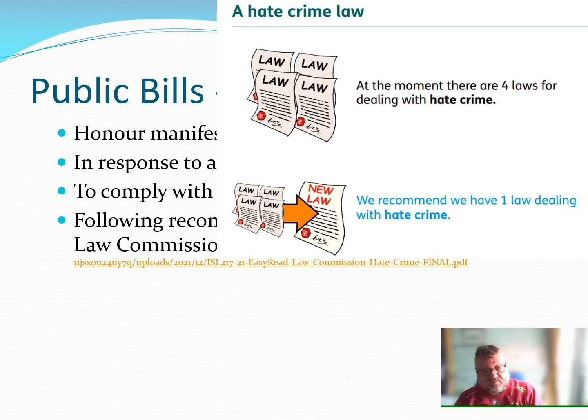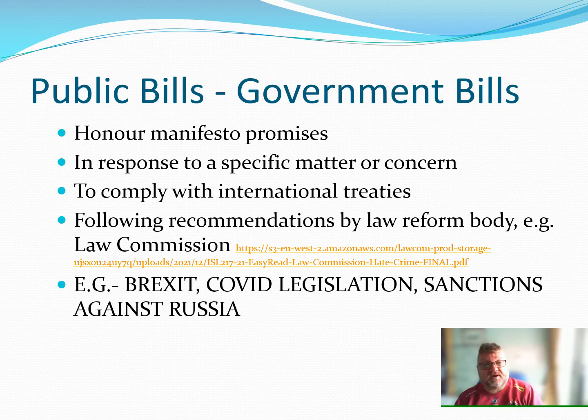So examples of these sort of public bills, I've already mentioned Brexit, but COVID legislation would be an example of a response to a specific matter or concern, or sanctions against Russia due to Ukraine. That would be international treaties and those sort of things. So that gives you a feel for what a government public bill is. It's one that's introduced by the government, honouring manifesto promises, responding to stuff that's going on in the world today, or recommendations for laws that need to be changed.